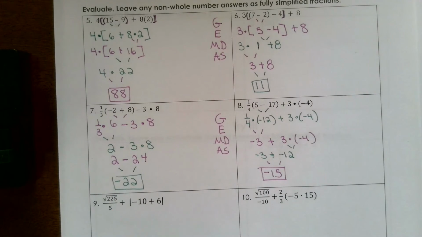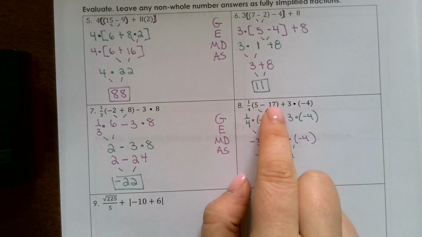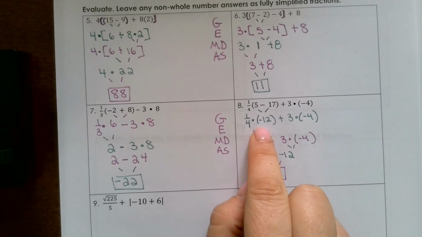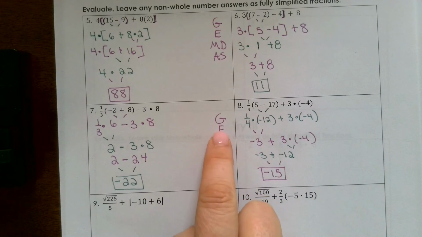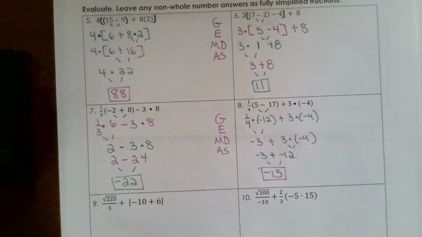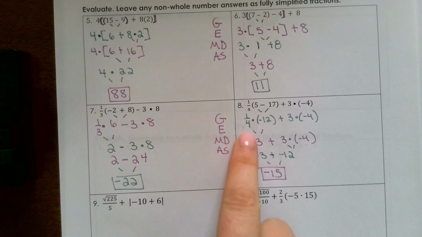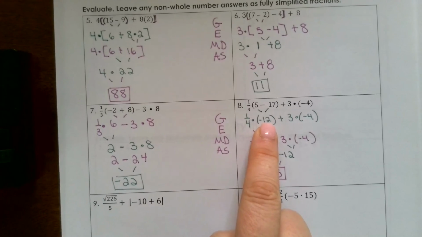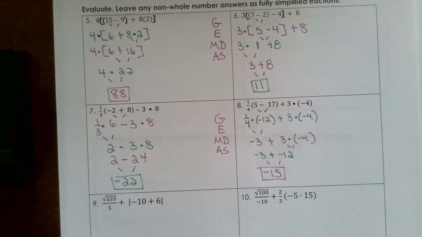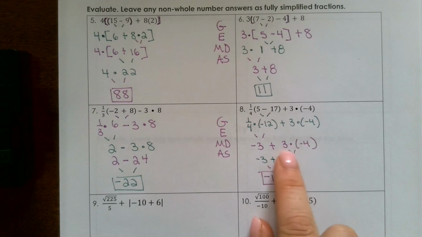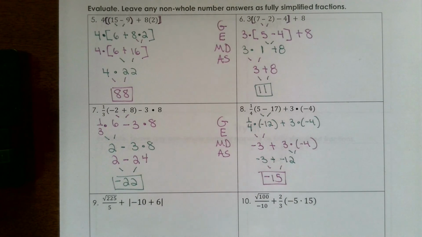All right, hopefully you went through this. You saw there were parentheses. 5 minus 17 is negative 12. Then we have no exponents, no more grouping, but we do need to multiply. I have 1/4 times negative 12 in Desmos, or if you can do that out, that is negative 3, plus 3 times negative 4. I'm going to multiply 3 times negative 4, get negative 12, and I end up with negative 15.